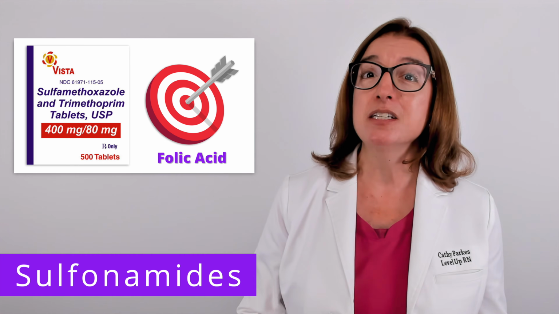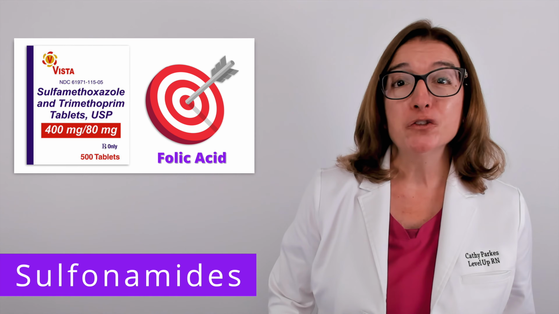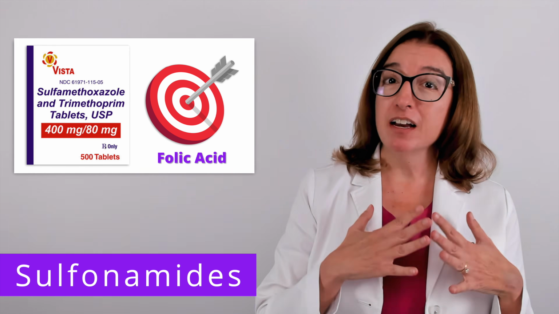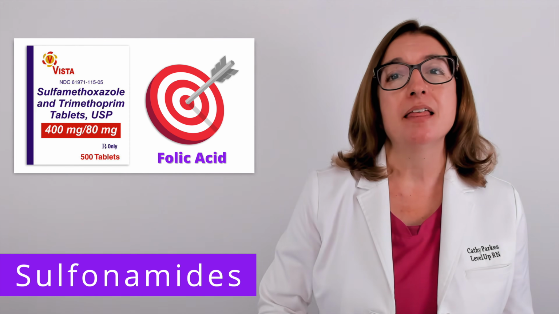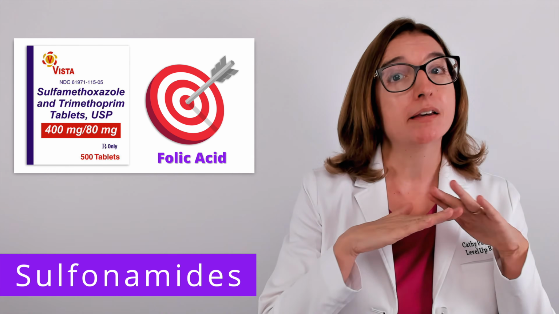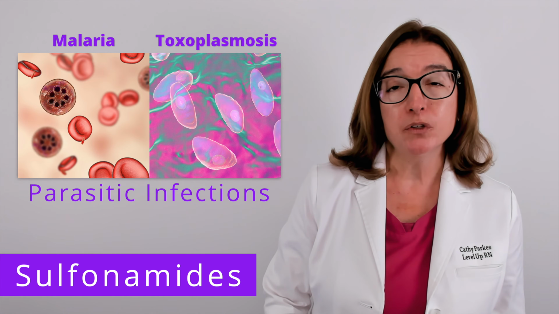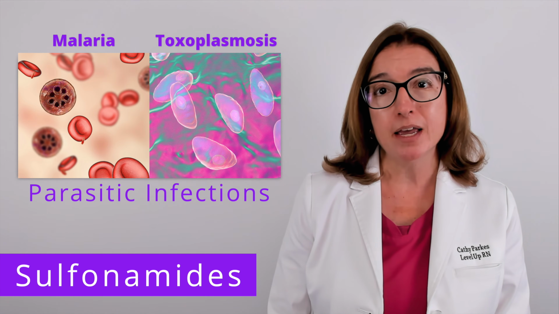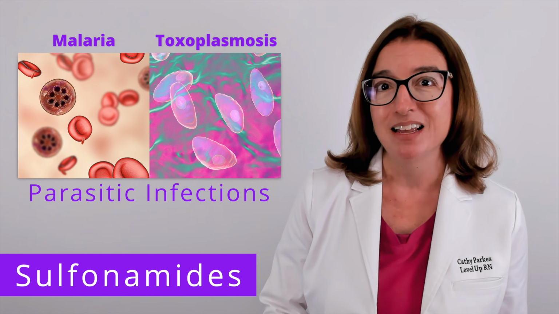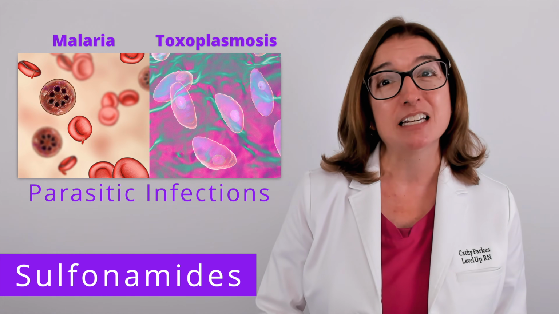These two medications are typically used in combination because they have a synergistic effect. Sulfonamides are used to treat a variety of bacterial infections. They are broad spectrum, which means they're effective against a wide range of bacteria, and they are bacteriostatic, which means they inhibit the growth of bacteria but don't kill the bacteria. In addition to treating bacterial infections, sulfonamides are also used in combination with other antimicrobial agents to treat parasitic infections, such as malaria and toxoplasmosis. And then the last thing I want to mention is that allergic reactions to sulfa drugs are relatively common.